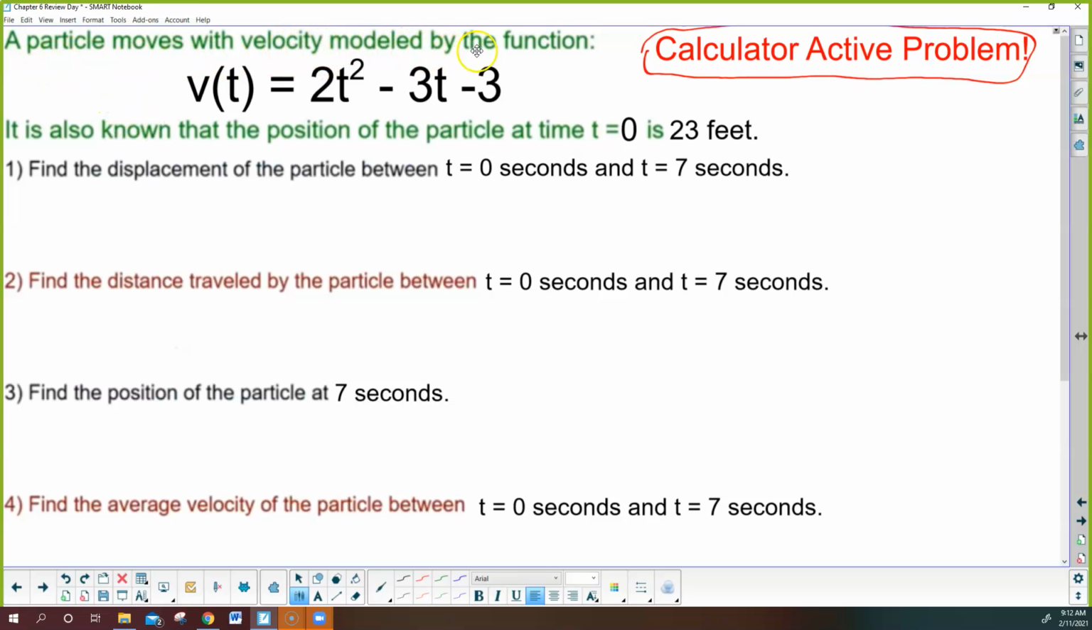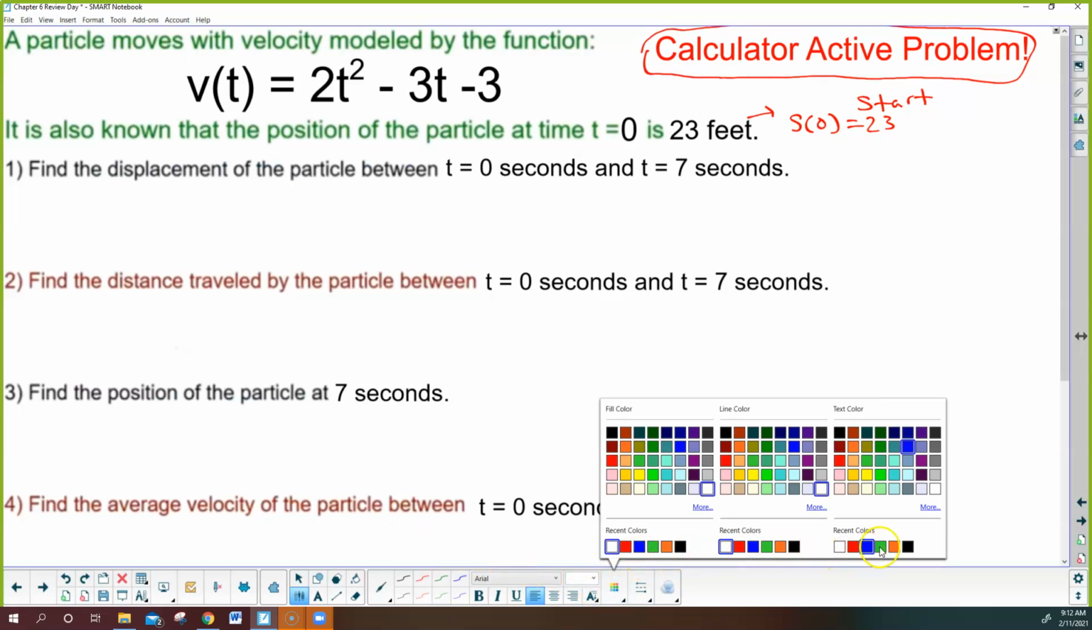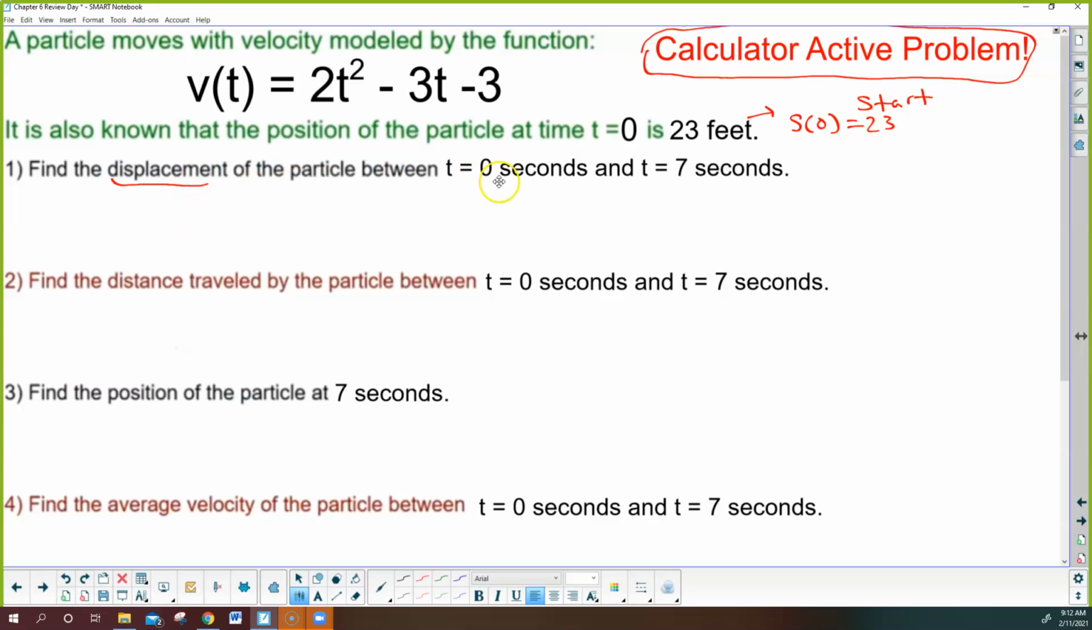A particle moves with a velocity modeled by this function v of t. It is also known that the position of the particle at time 0 is 23 feet. So what they're saying here is s of 0 is equal to 23. Think of that as this is where you start. You start 23 feet from wherever they consider 0. Okay, so that'll come into play a little bit later. All right, find the displacement from 0 to 7.